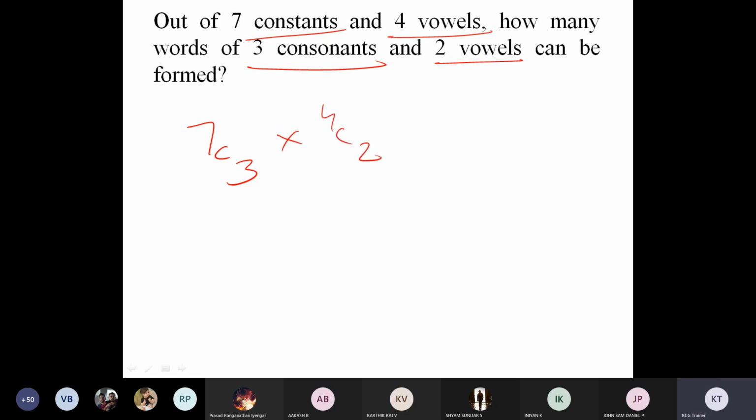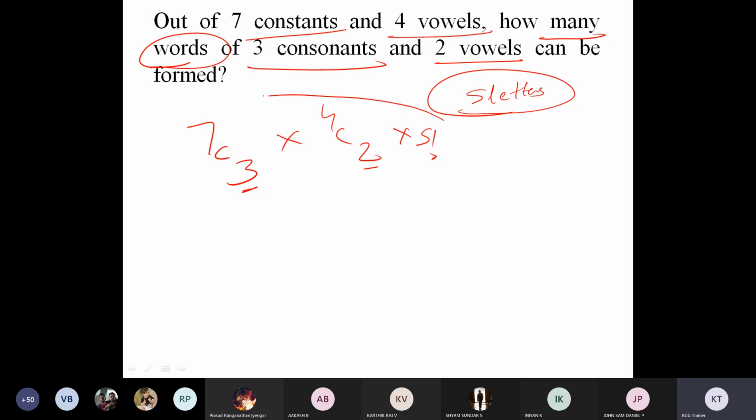But understand the question properly. There is one small trick given here. What is the trick? They're asking how many words. How many letters are we selecting? 3 consonants and 2 vowels. That means we're selecting 5 letters. Now tell me, with 5 letters, how many different words are possible? With 5 letters, I can make 5 factorial, 120 words.